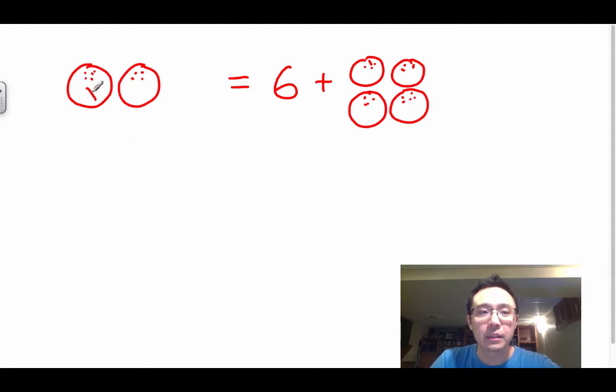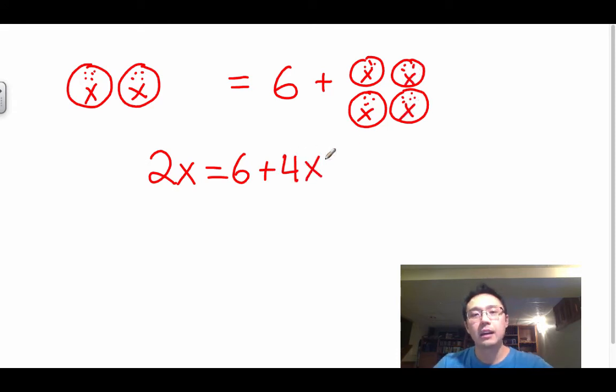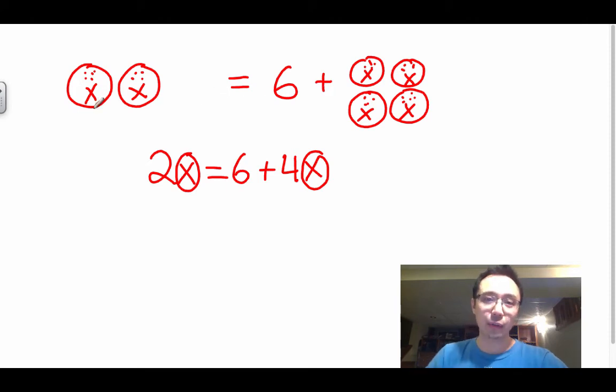Well, remember, we're going to use x to represent them. So we're going to say that 2x is equal to 6 plus 1, 2, 3, and 4. So that's equal to 4x. So remember, our objective is that we want to get all our variables onto one side. Right now it's not. You can clearly see that there are 2 oranges on this side and 4 oranges on this side. And we can't just start to divide and subtract and all that stuff. So what do we do? Well, we need to get all the oranges on one side.